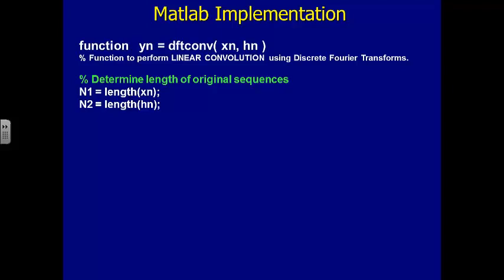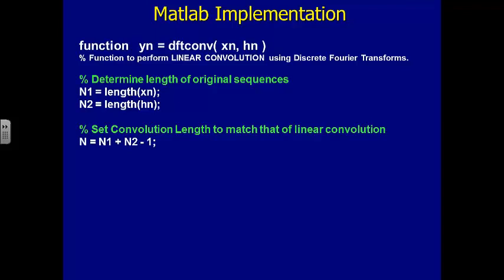And then the length that you want your sequences to be before you transform them, you want them zero padded to the correct length of the convolution result, which is the sum of these two, minus 1. So we need to compute that length as n1 plus n2 minus 1. And that's the minimum length I need for my convolution result.